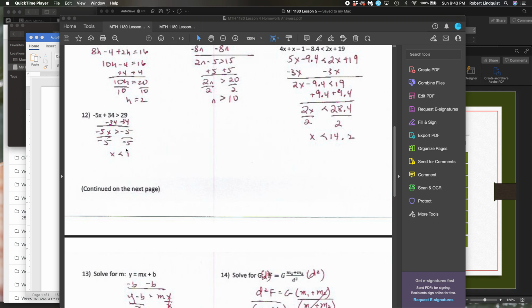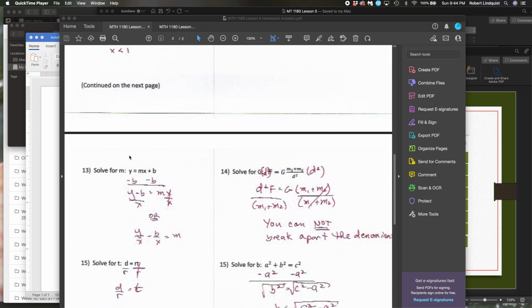Likewise, in number 12, is 1 an answer? No. 0 is an answer. -3 is an answer. 1 is not, because 1 is not less than 1. 2 is not. 1.5 is not, and so on.